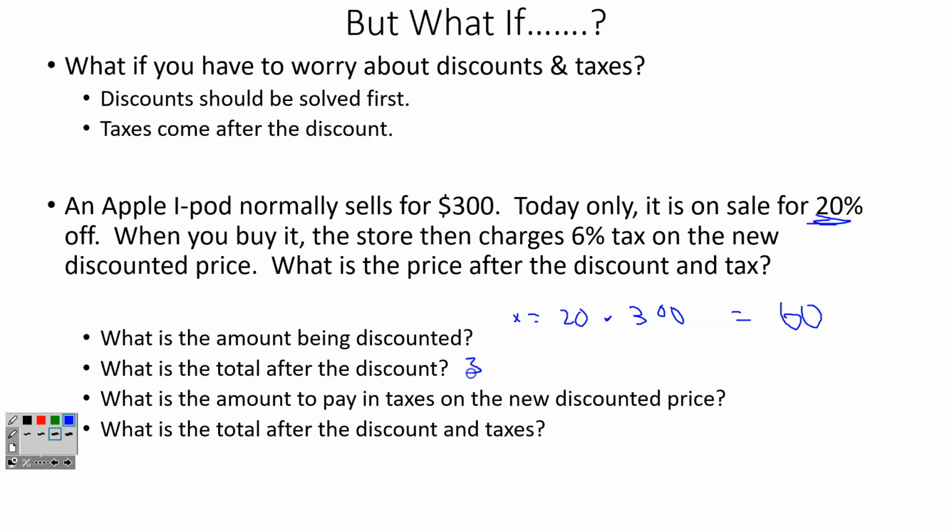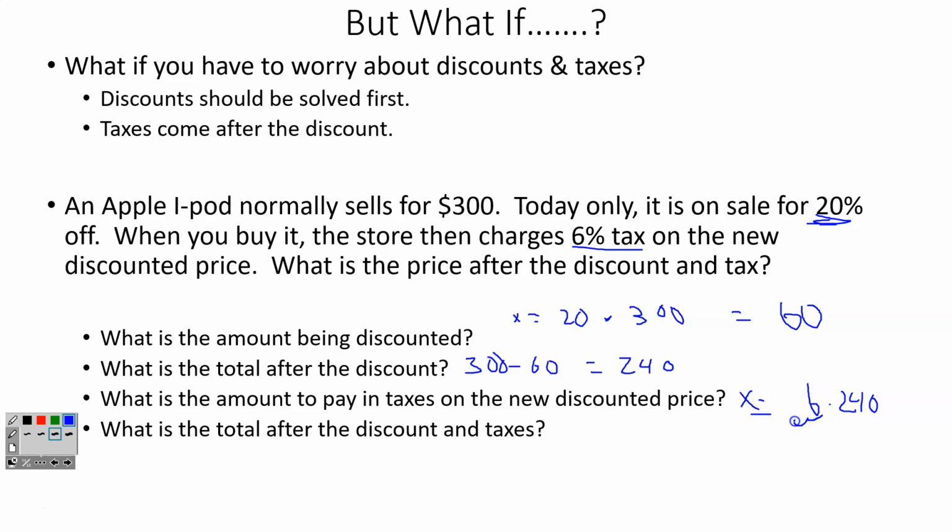So the total price, that would be my 300. Now I'm going to subtract my 60. And that's going to give me an answer of 240. So right now, the iPods are going to be $240. So now we have to pay taxes on that new discounted price. So my taxes equals my percent, which we decided was 6%, times the new cost, which is $240.